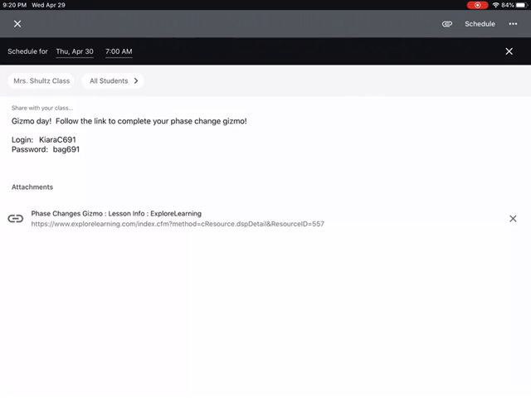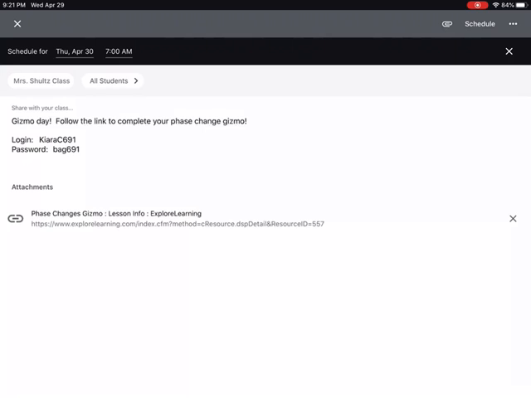If you look at my topic, it says it's Gizmo Day. Follow the link to complete your phase change Gizmo. And Kiera has kindly allowed us just to use her login and password. If, by some miracle, you have memorized your Gizmo login and password, you may go right ahead and log yourself in. But it doesn't really matter what login you use. You're not getting access to any information, just to Gizmo. So you're going to use Kiera C691 and Bag691 to get you into Gizmo.